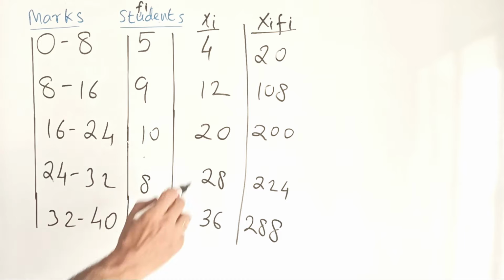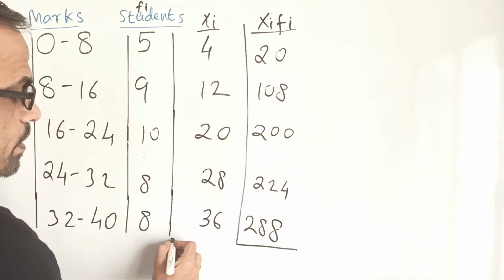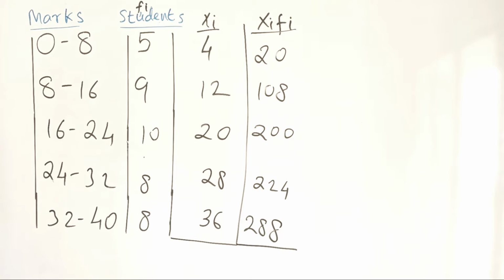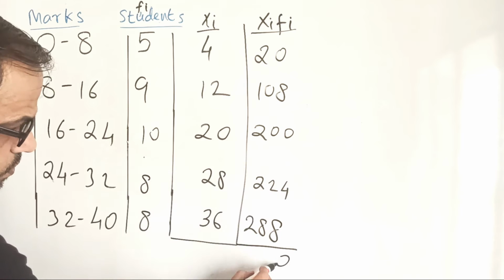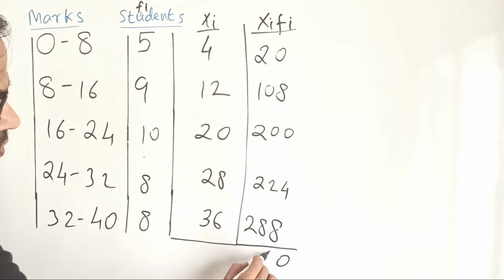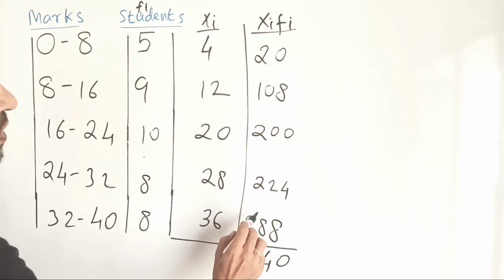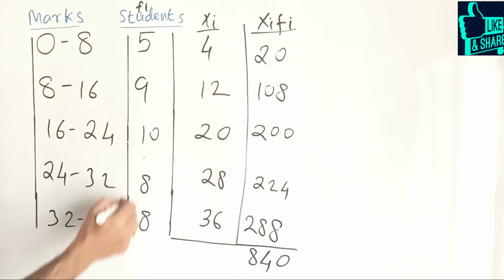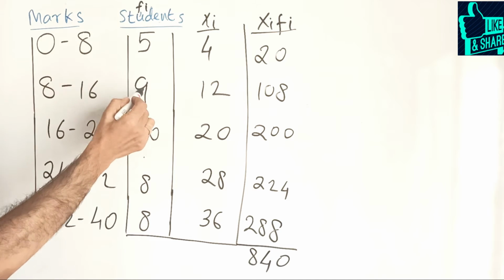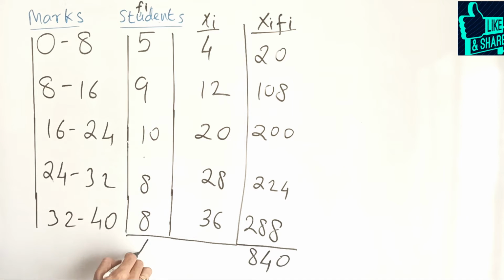Okay students, now we will add it. We will get the sum of this xi fi that we will use in the formula. So let us add this one. The total sum is 840, and we have to add the number of students also. The number of students is 5 plus 9 plus 10 plus 8 plus 8, this is 40. So this is sigma fi xi and this is sigma fi.